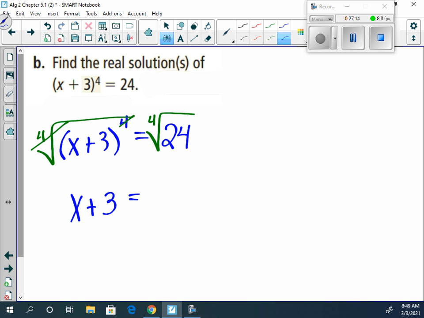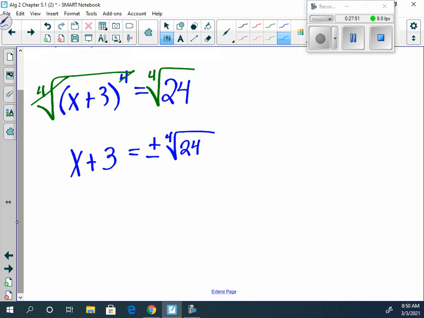Right, it doesn't give us a whole number answer. I'm going to leave it as the fourth root of 24 because it doesn't simplify completely or at all. Because this is the same as 2 to the third times 3, because 8 times 3 is 24, and 8 is 2 to the third. So there's no way that we can reduce this and get whole number answers.